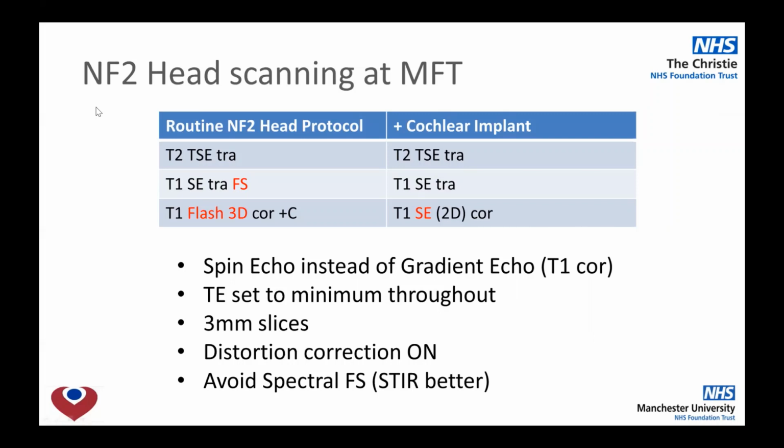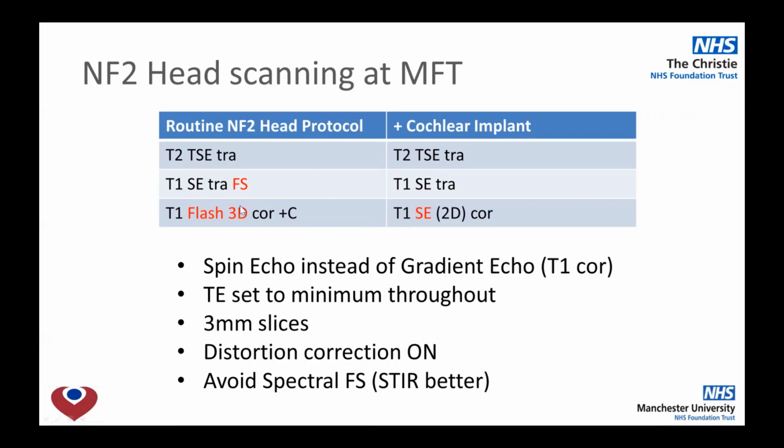So as a simple example of this, we'll look at NF2 head scanning at MFT. There is a routine NF2 head protocol, and then there's an adapted protocol for NF2 heads with cochlear implants in situ. There is a T2 turbo spin echo in the trans orientation, that's the same throughout. There's a T1 SE trans with FATSAT in the routine protocol, and the FATSAT is not applied in the cochlear implant protocol. There is a T1 3D gradient echo sequence in the routine protocol, and that is replaced with a T1 spin echo 2D sequence coronally in the cochlear implant. So we can see there's been some changes made here.